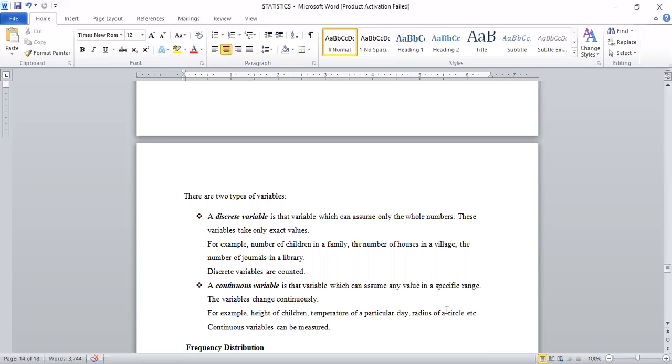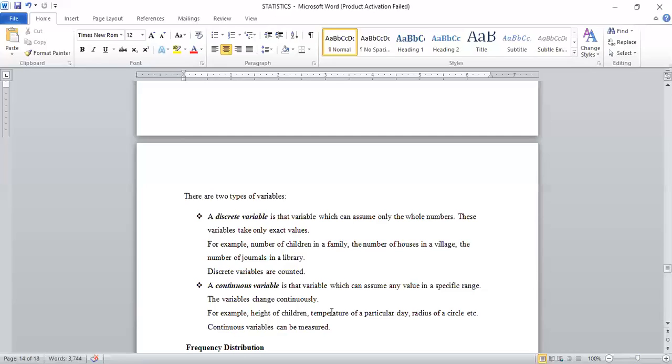These are just a few examples, but basically, you cannot say in a library, we have 5.5 journals. No one can understand that; there is nothing like a half journal, and so on. There is nothing like a half a child or a quarter a child. So in this case, these are things that can only be expressed in whole numbers. They have exact values, no decimals, no fractions.